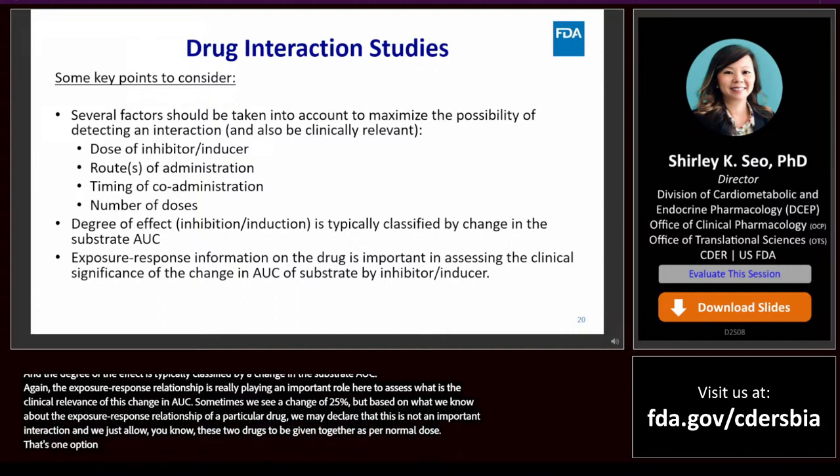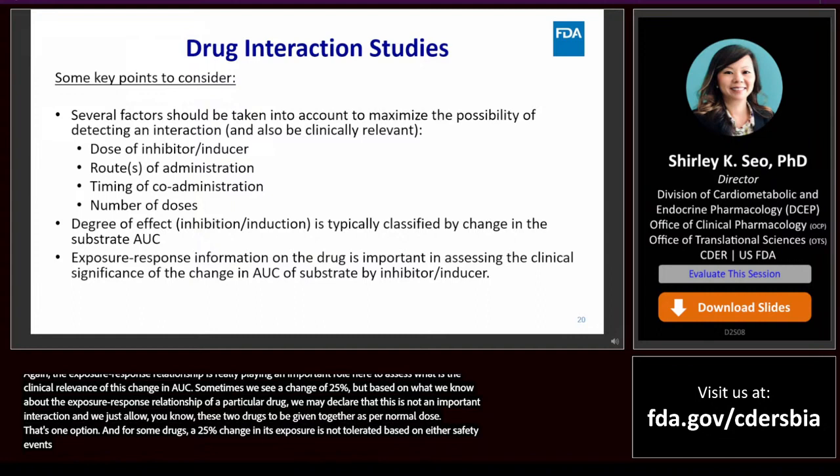That's one option. And for some drugs, a 25% change in its exposure is not tolerated based on either safety events or lack of efficacy. So again, we're looking at the exposure-response relationship very carefully.